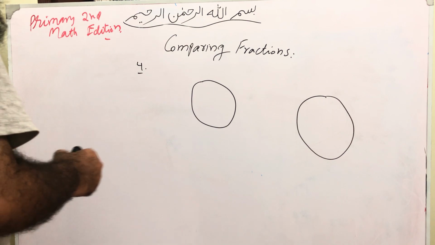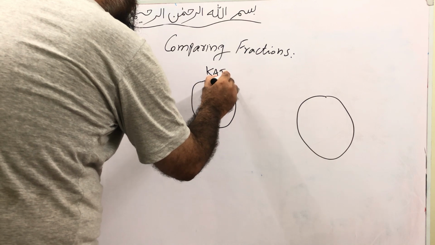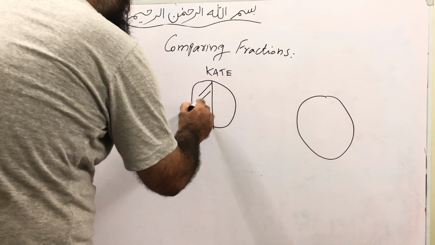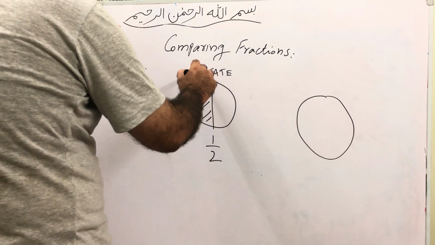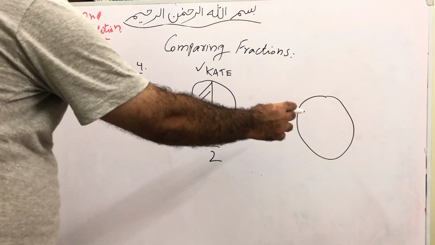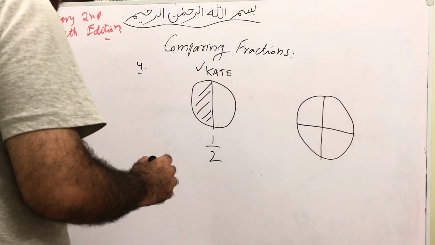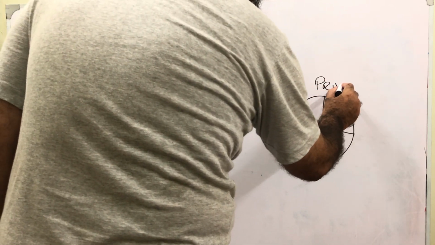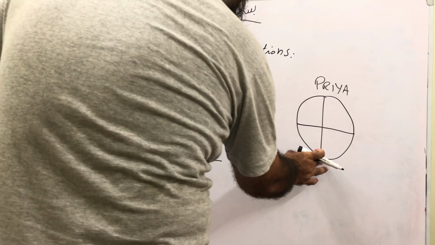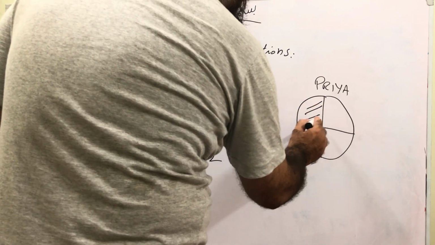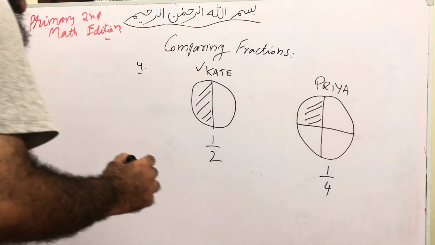Kate ate 1/2 of her cake. This is cake and this is cake. Here Kate, she ate only 1/2. 1/2 means one part. So 1/2 is eaten by 2 total parts and one part is eaten by Kate. Here there are 4 parts, equal parts, and Priya, she eats 1/4 of her cake. 1/4 means total 4 and she eats 1. She eats 1/4. So 1/4 is for Priya.